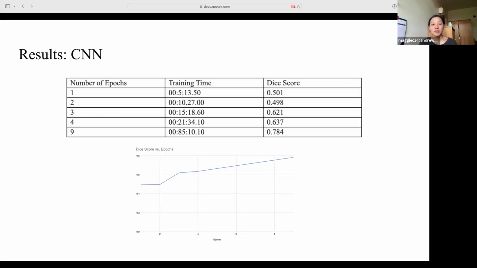Here is the results of our CNN network. Similarly, we have number of epochs down on the left, and then the training time does get significantly longer as compared to the k-means, while the dice score increases pretty linearly as well. And we can see that on the graph shown below.